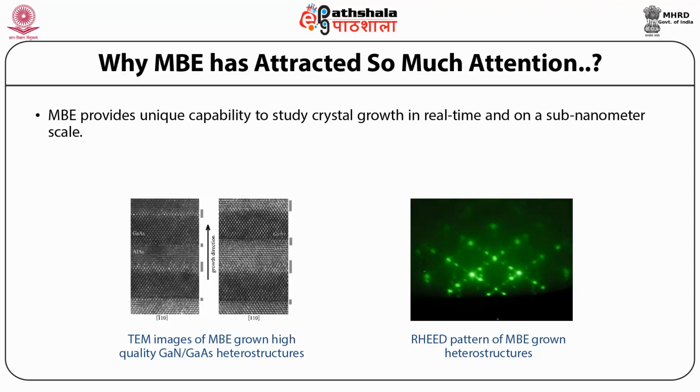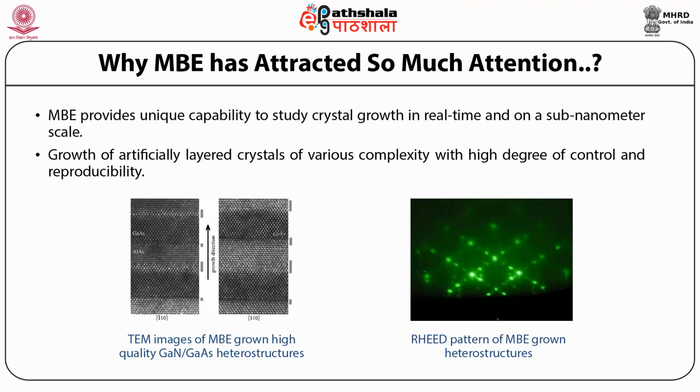The next reason is that we can grow artificially layered crystals of various thicknesses. That is, we can have good control over thickness in epitaxial thin films. Now, the figures below show the TEM images of MBE grown high quality GaN gallium arsenide heterostructures, and the right side figure shows the RHEED pattern of MBE grown heterostructures.